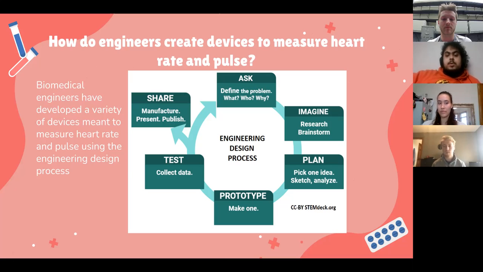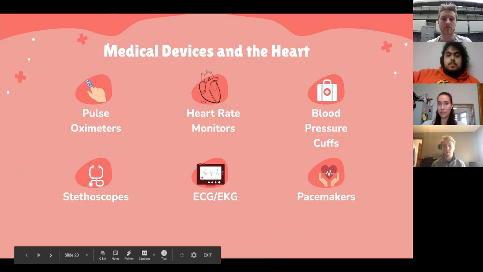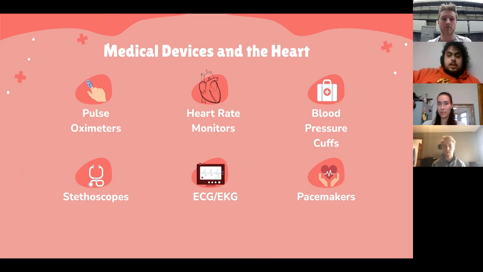Then they develop prototypes and begin testing these prototypes. If the device is functioning as the engineers have planned for, then they share it with the world to manufacture it, present it to other engineers, and publish it for other scientists to read about it. There are a variety of cardiovascular medical devices that are available for use.